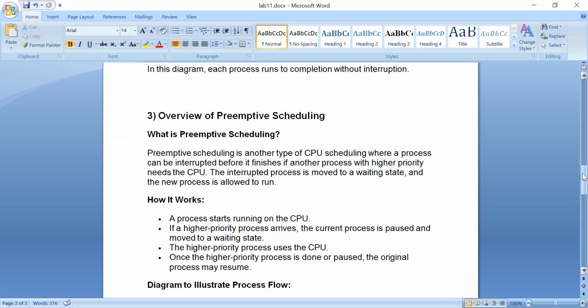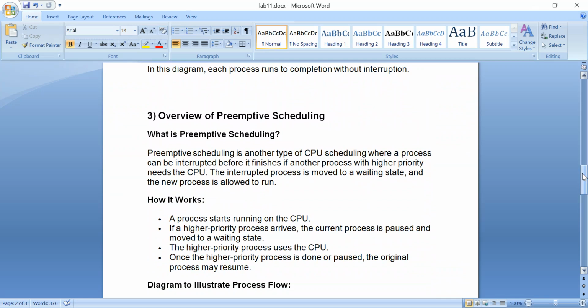So how does it work? A process starts running on the CPU. If a higher priority process arrives, the current process is paused and moved to the waiting state. The higher priority process then uses the CPU. Once the higher priority process is done or paused, the original process may be resumed.